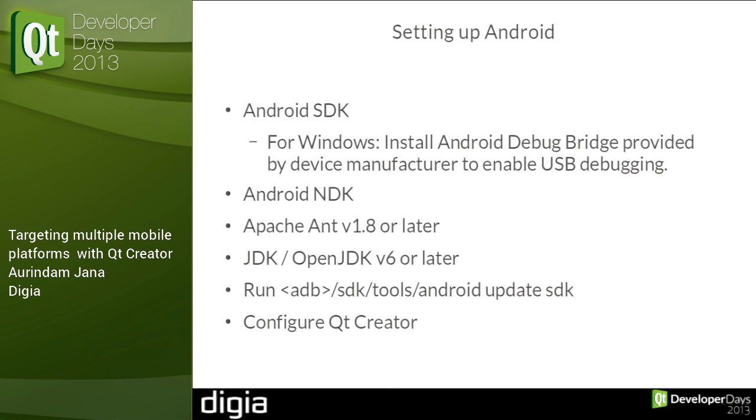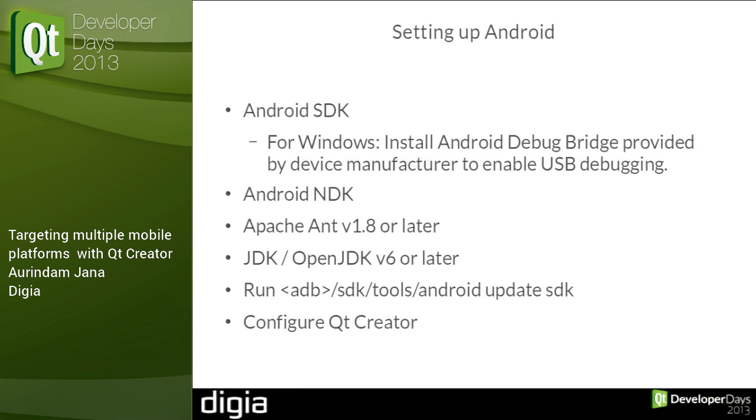Next, you need an Android NDK. The reason that you need an Android NDK is because we are compiling C++ code, native code, and without the NDK that would not be possible. You need Apache Ant version 1.8 or later. You need JDK or OpenJDK version 6 or later.